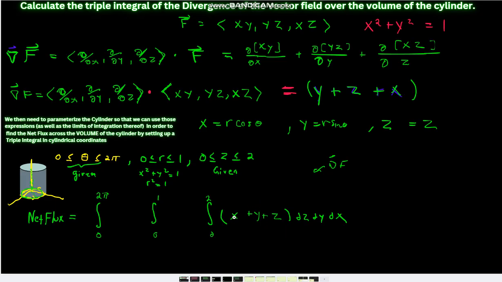You could do this with Cartesian, but I switched this parametrically. If you're dealing with flux, that's going to change up, and I'll show you how to deal with that. But if you're just doing divergence, we are using cylindrical coordinates. So x is r cosine theta, y is r sine theta, and z equals z. If it's a cylinder, theta goes from 0 to 2 pi since we're considering the closed surface, and 0 to 1 for r, because it's a radius of 1, and 0 to 2 for z as given in the problem. So this is your setup.